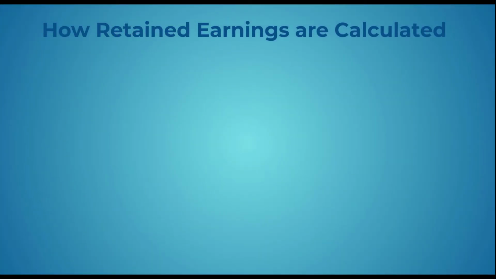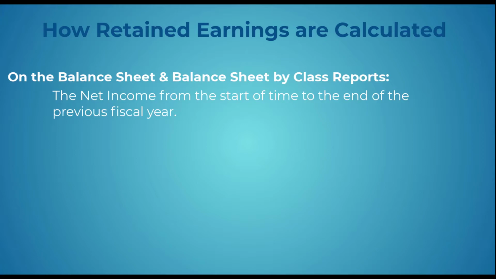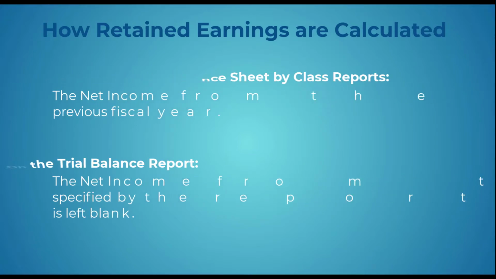Previously, the retained earnings were calculated based on the following. On the balance sheet and balance sheet by class reports, they are the net income from the start of time to the end of the previous fiscal year. On the trial balance report, they're the net income from the start of time to the end date specified by the report filter, or today's date if the end date is left blank.